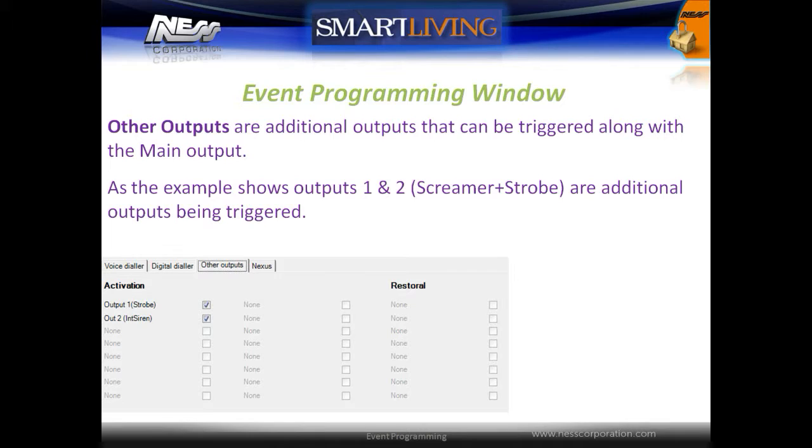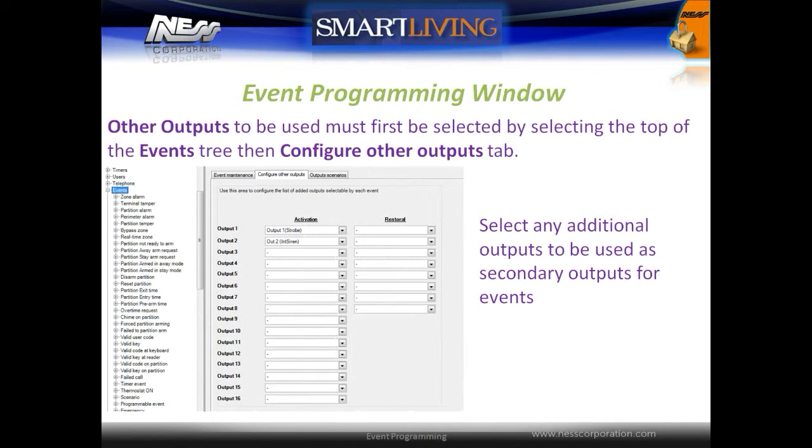The Other Outputs tab are additional outputs that can be triggered along with the main output. As the example shows, outputs 1 and 2 for the screamer and strobe are additional outputs being triggered. In order to use other outputs for events, they must first be selected by selecting the top of the events tree and then selecting the Configure Other Outputs tab. Select any additional outputs to be used as secondary outputs for events.